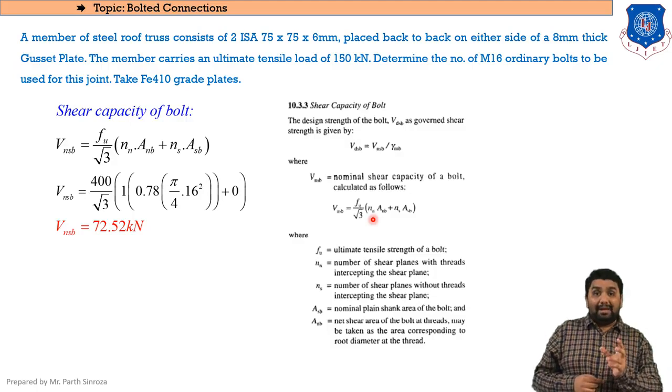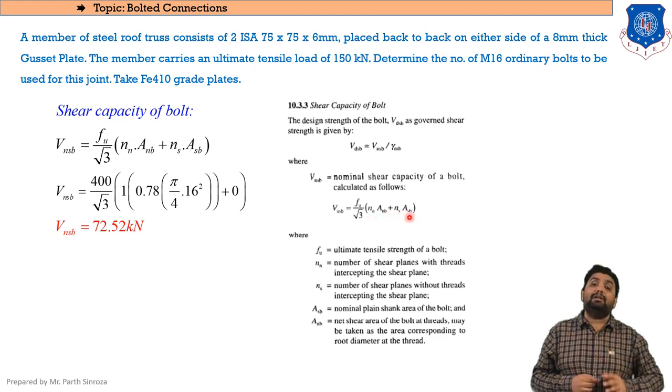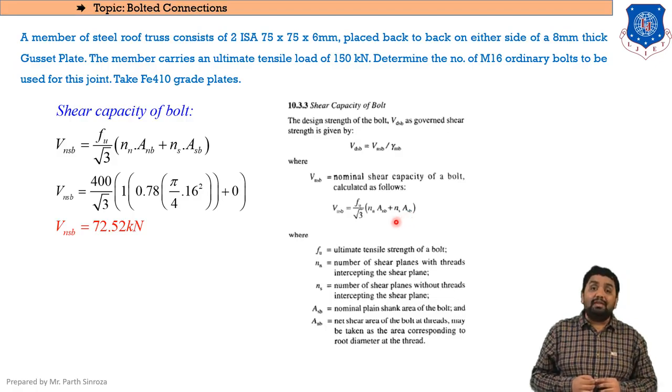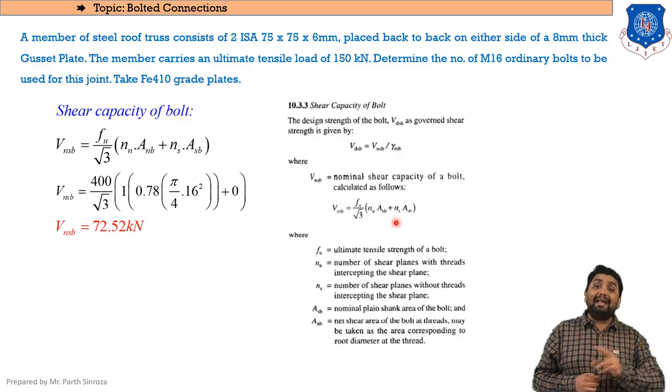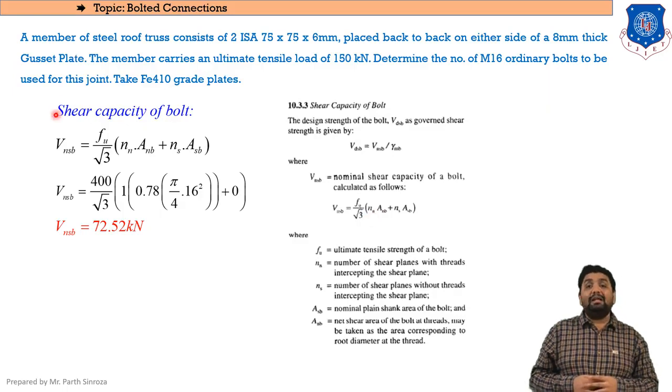But keep in mind that the ns value, that is the number of shear planes in the shank, will only be considered when a double cover butt joint is asked in the question. If a double cover butt joint is not asked in the question, then every time we will be keeping the nn value to be 1 or 2. Clear? So here nn will be equal to 2, and Anb, as we have discussed earlier, the equation for it will be 0.78 into pi by 4 d square. So moving the terms into our equation, we get VNSB equal to 72.52 kilonewton. So this is the value of VNSB.